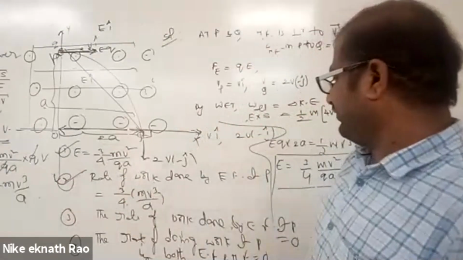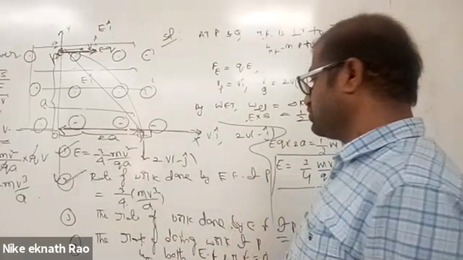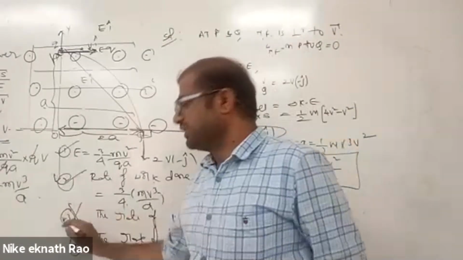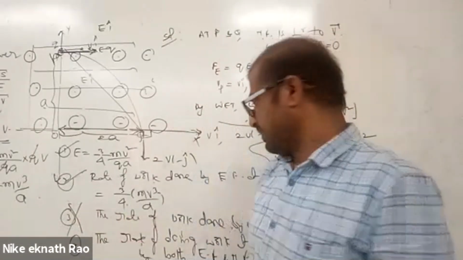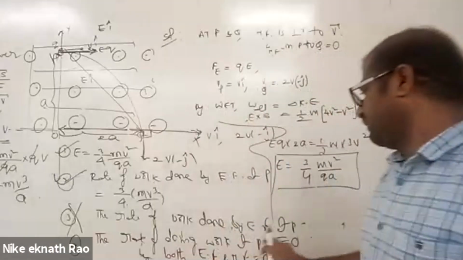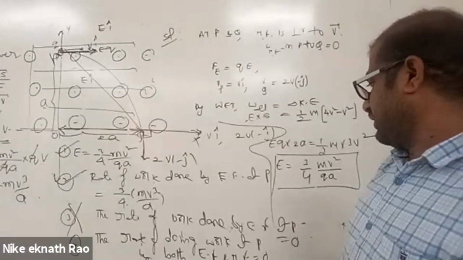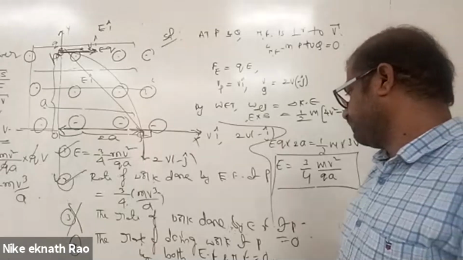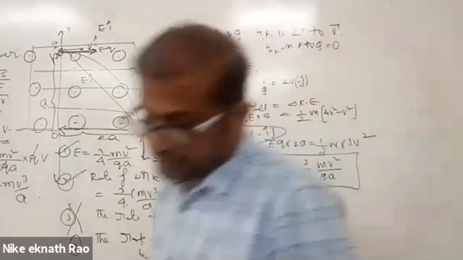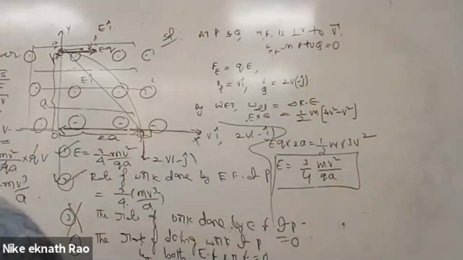Next. Rate of work done by electric field at P is 0. No, this is not, because velocity is not perpendicular to electric field. Now, rate of doing work at P by both electric field and magnetic field at P is 0. Is it true? Sorry, this is at Q.